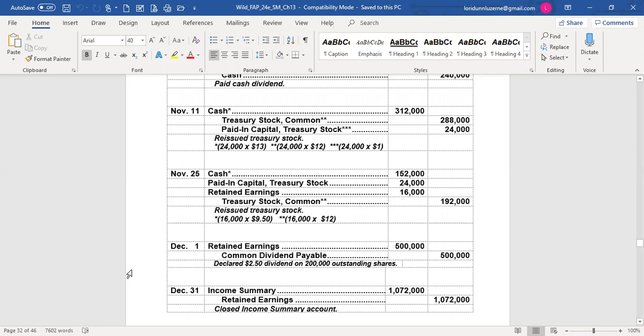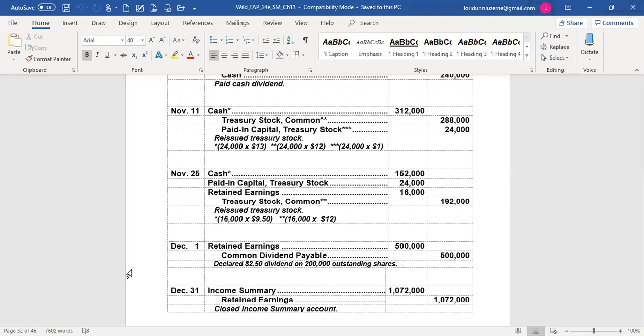So now my common stock T account still has a $200,000 balance. Paid in capital in excess of par still has a $1.4 million balance. But let's see what my retained earnings balance is at the end of the year. $2,160,000 is where it started. We're going to add the net income for the year of $1,072,000 and start subtracting first that dividend of $240,000, the part of the treasury stock sale that resulted in a loss that we needed to debit on November 25th, and then subtract the dividend from December 1st, $500,000.